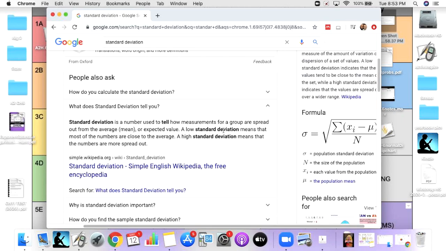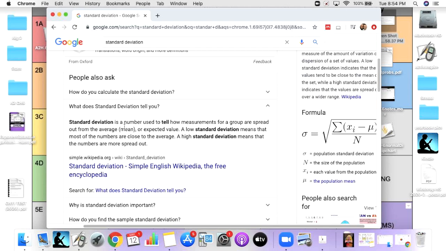A low standard deviation, so a number that's small, means that most of your numbers are very close to the average. And a high standard deviation means that the numbers are more spread out, so they're further from the average. So it sounds like standard deviation tells us how clustered our data is. If we have a small standard deviation, they're close together or very clustered. If we have a high standard deviation, our numbers are more spread out. That's what the standard deviation tells us about our data, how clustered or spread it is.